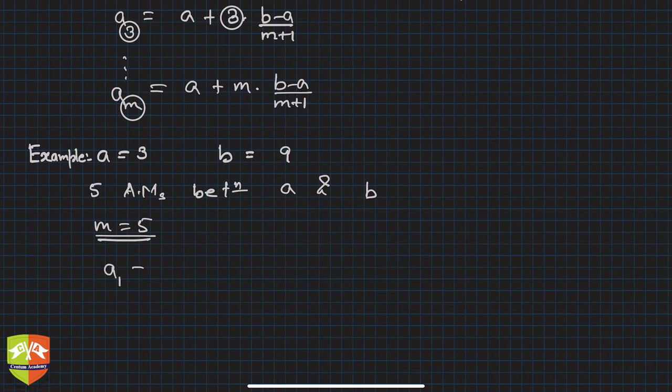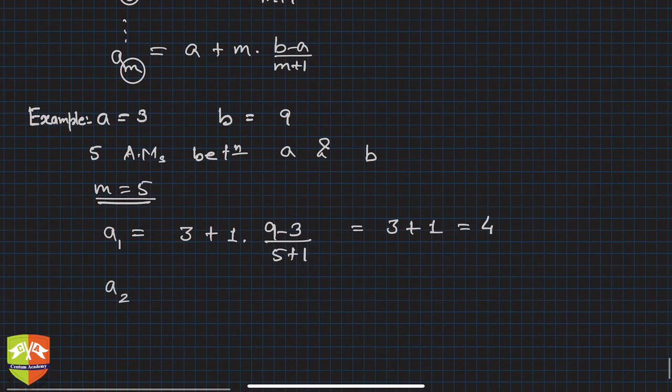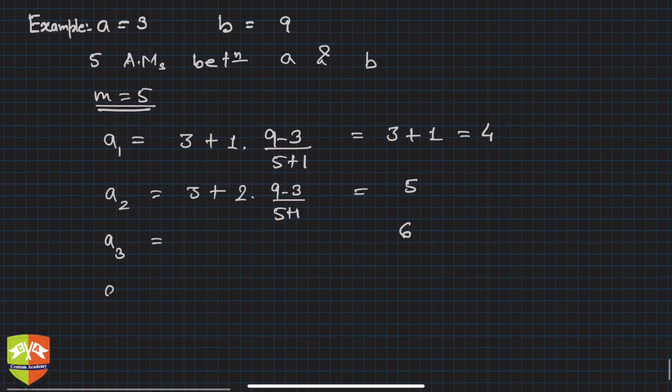So the first AM will be A1. You can check the formula here. What is it? First term, that is 3, plus 1 times (9 minus 3) divided by 5 plus 1, that is 6. So this one is 3 plus, 9 minus 3 is 6 and the denominator is 6, so 1, so 3 plus 1, that is 4, right? What will be A2? The formula is A plus 2 times d, so 9 minus 3 by 5 plus 1, right? So this will be simply 5. Then A3, you can calculate, will be 6. A4 will be 7. And A5 will be 8.